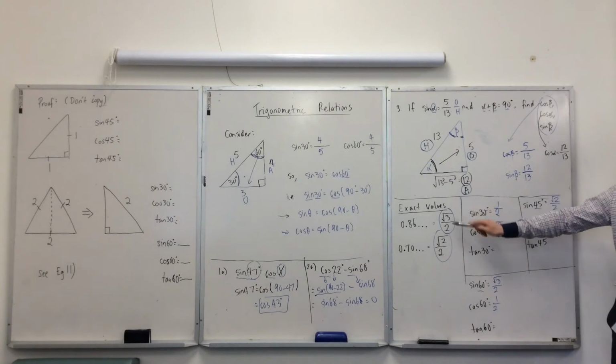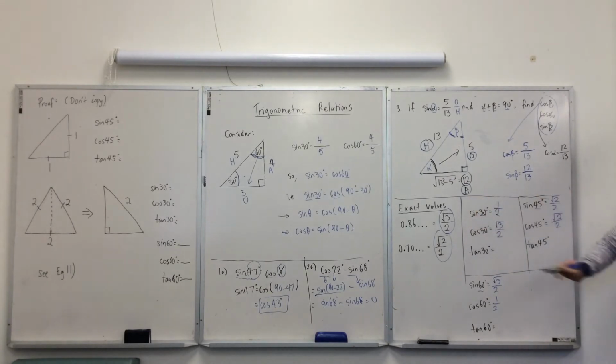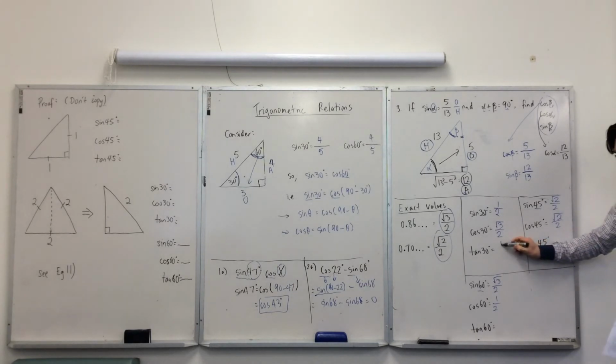Yes, but these two are the ones you must remember, and one more thing. Girls, tan 30 is a special one. I want you to remember tan 30. Tan 30 is 1 over root 3. If you actually type in tan 30, you're going to get 0.57 and onwards, which is the same thing as typing 1 over root 3. And if you type that in, it's also 0.57.